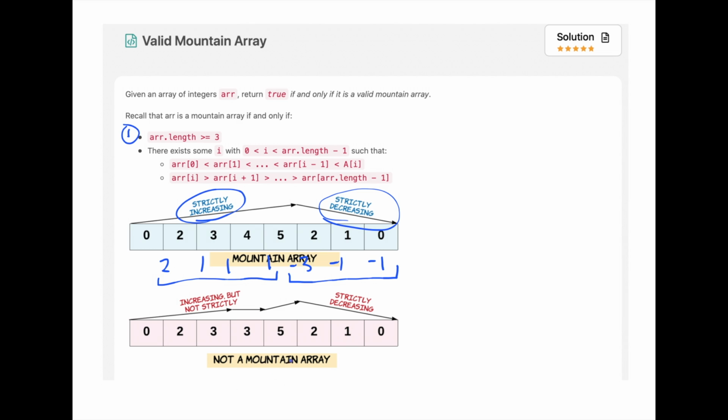Other examples of an invalid mountain array would be if the array was only strictly increasing, so something like this. It would only contain the ascent, but no descent. Or something like this would also not be valid because it would only contain a descent and no ascent.